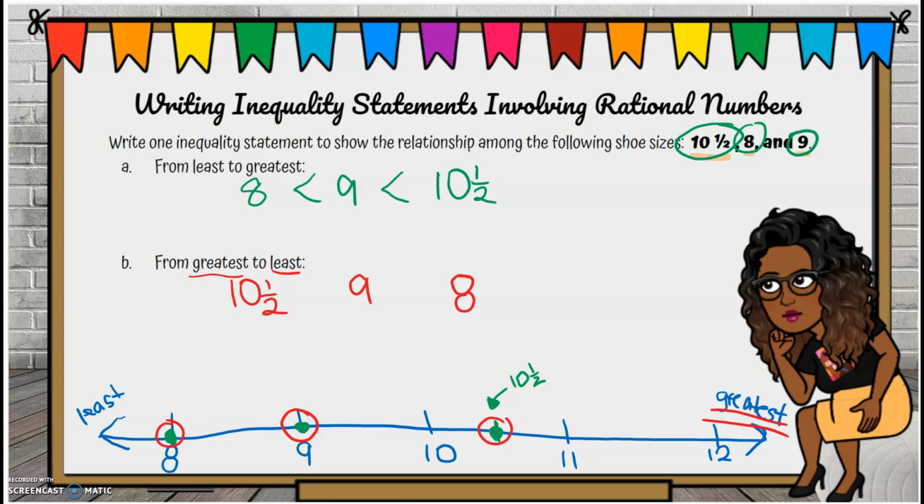And then my symbol, since I'm going from greatest to least, is going to be 10.5 is greater than 9, which is greater than 8. Okay? Make sure you have this written down in your notebook as well.